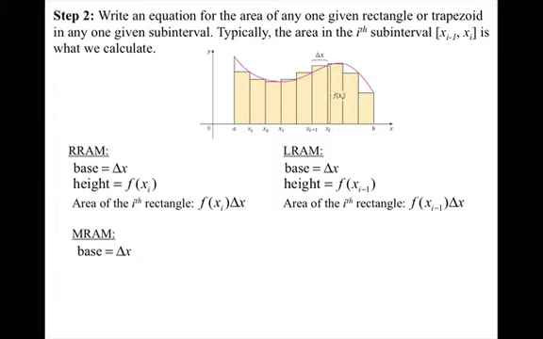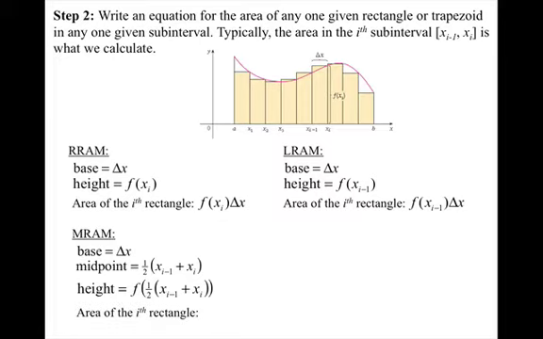For the midpoint, my base is change of x. In order to do midpoint, we need the middle x value between the two x values of my interval. That means my midpoint value is the average of the two x values for the interval. So my height is going to be f of that midpoint x value. So the area of the ith rectangle here is f of half of the sum of x sub i minus 1 and x sub i, times the change of x.